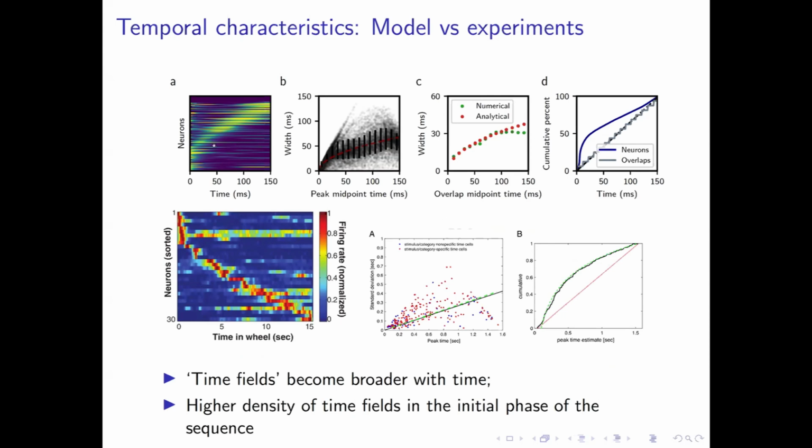Also, something that the model reproduces automatically is that you have a higher density of time fields in the initial phase of the sequence than towards the end. As you can see here, you can see a big fraction of neurons firing initially. And note that this is not something that we put in the model. That just comes out of the dynamics. This is not at all something that you could have guessed from looking at the model initially.